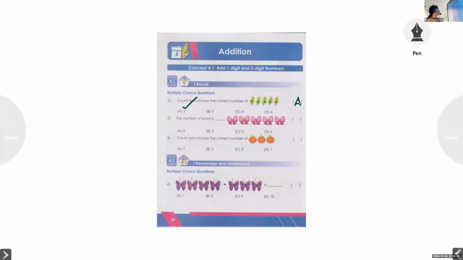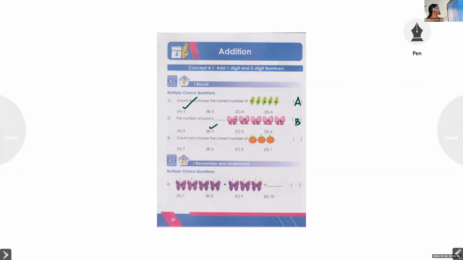Meenakshi, read the second one. Question number 2. The number of boys is dash. So how many? 1, 2, 3, 4, 5. Very good. So which is the correct option? B. Very good. So B. Let's write the letter B inside the brackets. And Evan, never listen to ma'am. You don't have the book, but you look at the board. Okay.